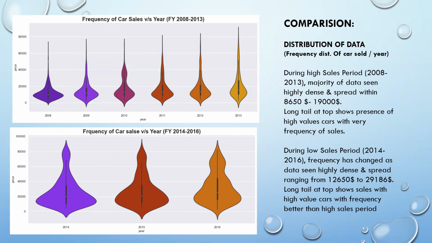The second chart shows that during the low sales period 14-16, frequency has changed, as data is seen highly dense and spread ranging from 12,000 to 29,000. And the long tail at the top shows sales of high value cars with a frequency that is better than the high sales period.